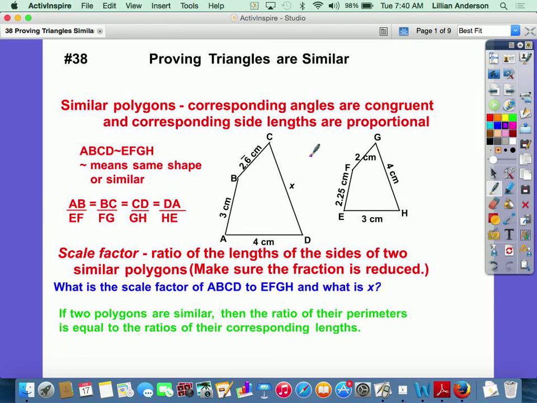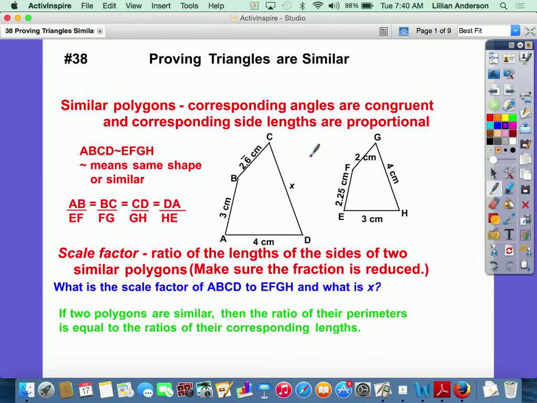So today you're going to watch this video about similar polygons and similar triangles. Basically so that we can prove that triangles are similar. We're switching into a new unit here, and this is the first unit dealing with similarity. No longer congruence, but similarity.